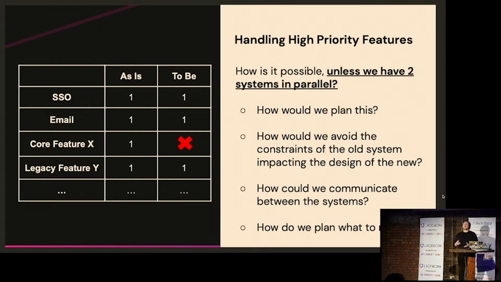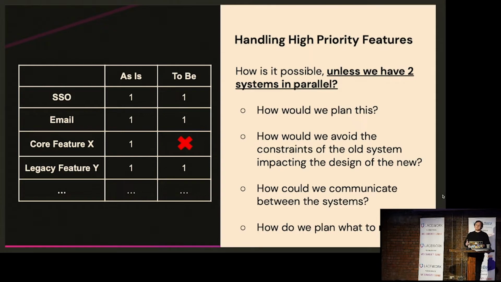But how do we handle high priority systems? If we have a core feature, let's say we're rebuilding Uber and you can't actually pay for your trip, well, that's a core feature. How could we possibly release without it? Well, we can't. So we need to have two systems running in parallel if we're going to be more iterative rather than have the big bang release strategy.